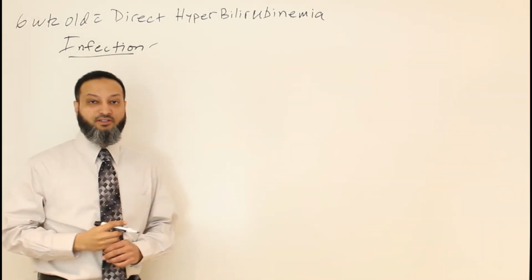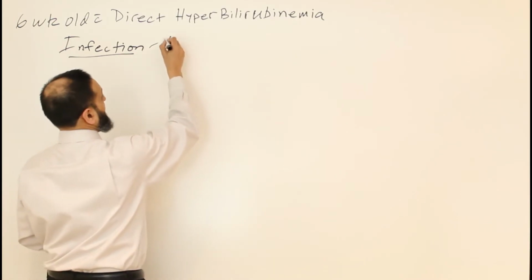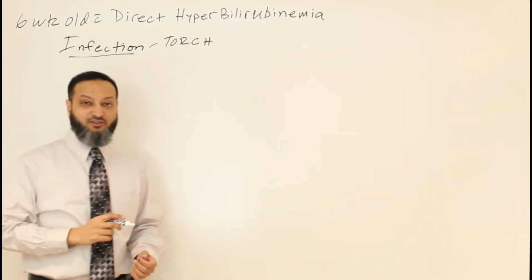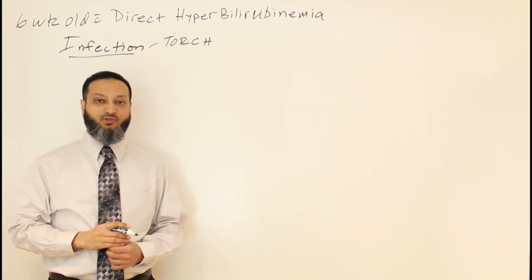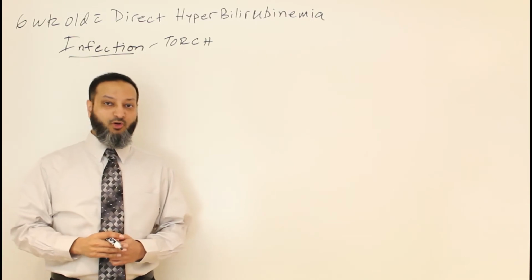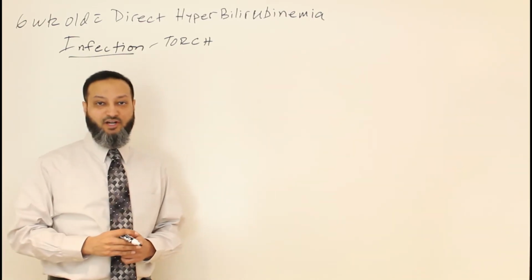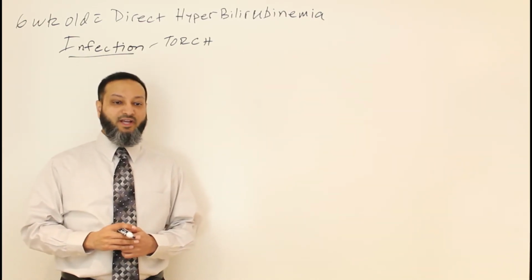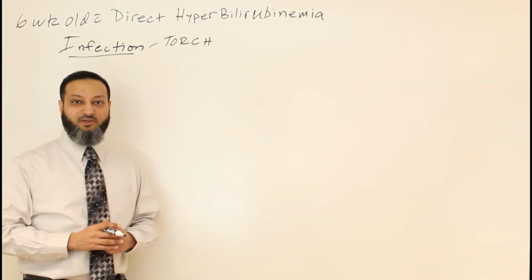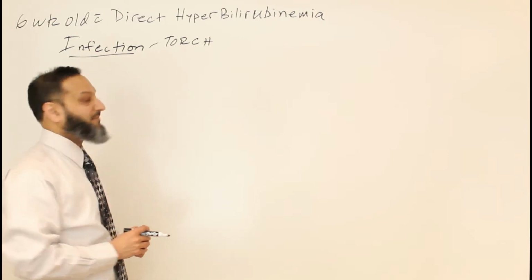In a newborn, in a young infant, one of the categories under infection is actually TORCH infections. So thinking of the congenital infections like toxoplasmosis, CMV, and others under the category of TORCH infections can cause you to have direct hyperbilirubinemia right at birth. Probably a little bit less likely in the 6-week-old, but still something to consider.